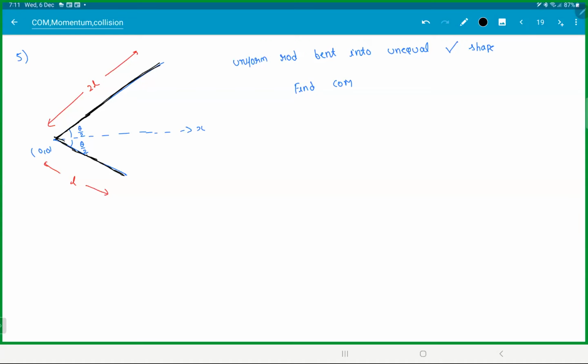Again, what is the logic here? Do I know the center of mass of this rod? Center. I know the center of mass of this rod. Center. Then you find the center of mass of these 2 points. No? Isn't that the story?